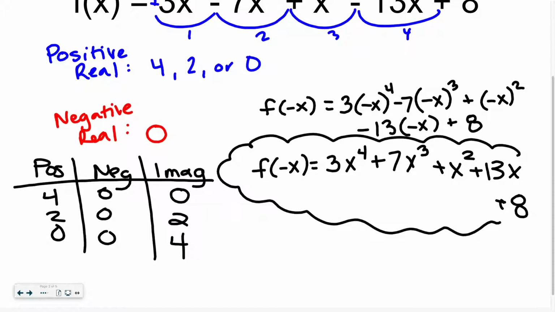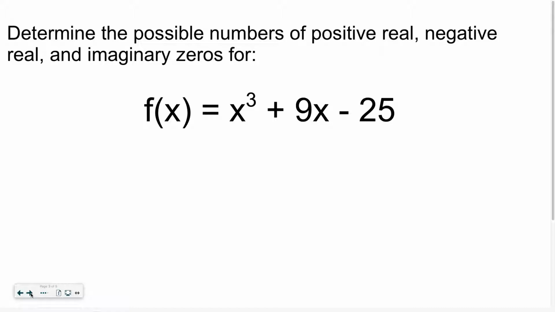Okay, let's try another one. See if you can use my shortcut for simplifying f of negative x. I'm going to give you some time to think about it. Okay. So same directions, new polynomial. f of x equals x cubed plus 9x minus 25. So there's one sign change.